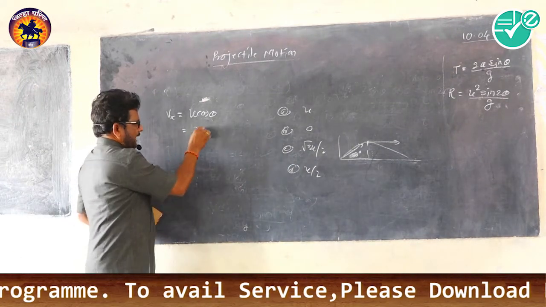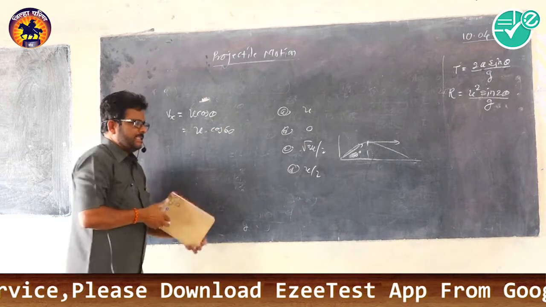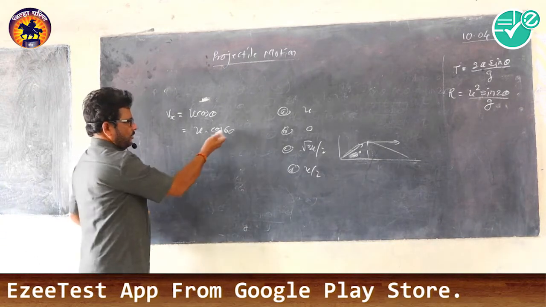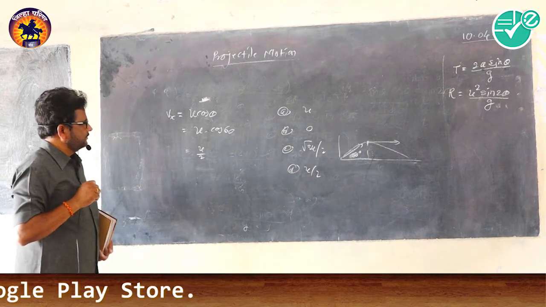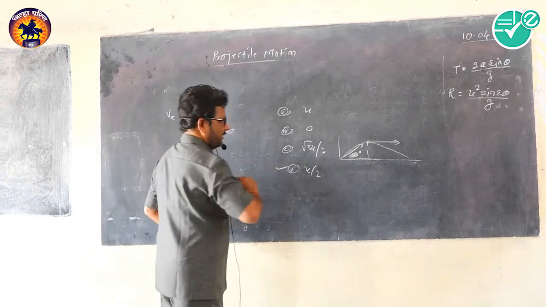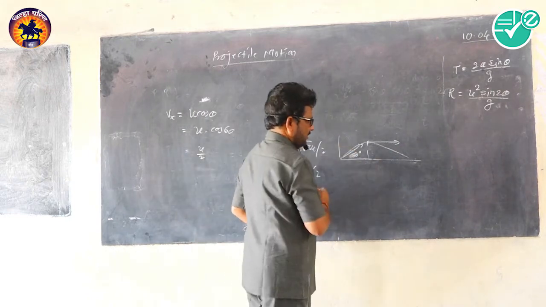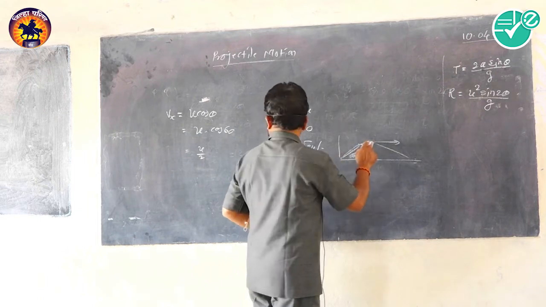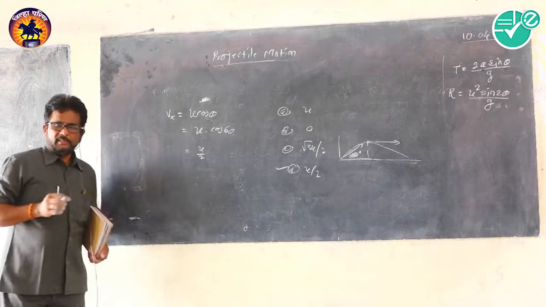That is equal to u into cos theta, which means cos 60. Cos 60 is equal to 1 by 2. So that is u by 2. So option D is correct here. Whatever may be the position of the projectile, its horizontal velocity is the same, that is u cos theta, which is u by 2. At the highest point, its velocity is u by 2.